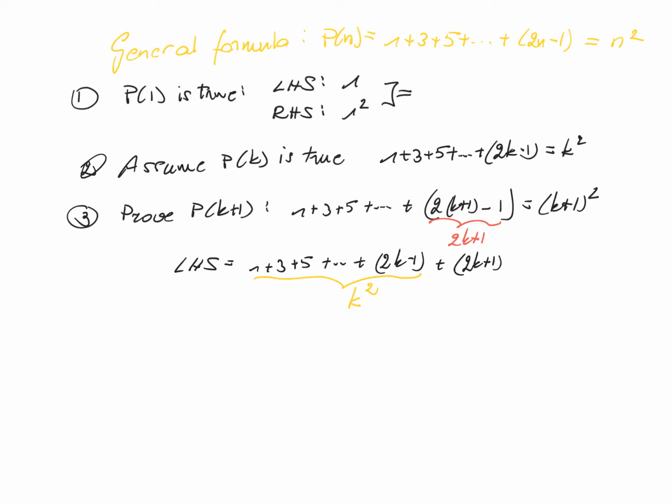So in your third part, in the proof for Pk plus 1, you will always have to use the induction hypothesis. You always have to use the second step. If you don't use the second step there, then something is wrong with your proof. So we have, this is k squared plus 2k plus 1, which is just k plus 1 squared, which is equal to my right hand side. So I have shown all the steps of the mathematical induction. So we have proven that the general statement is true, that the sum of the first n odd numbers is equal to n squared.